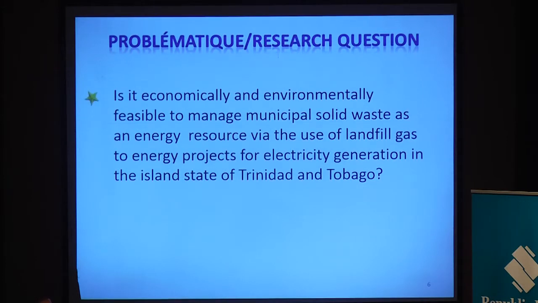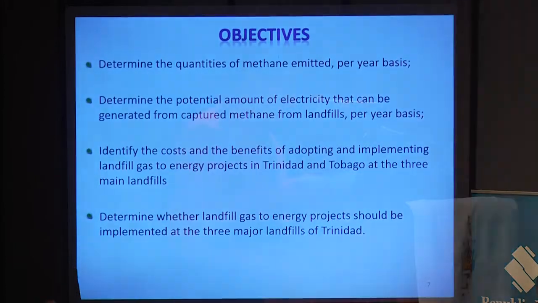Therefore, the research question is to determine whether it is economically or environmentally feasible to manage municipal solid waste as an energy resource by the use of landfill gas energy projects to generate power in Trinidad and Tobago. The research seeks to bring to the forefront the potential socio-economic and ecological impacts of implementing landfill gas to energy projects in Trinidad and Tobago.